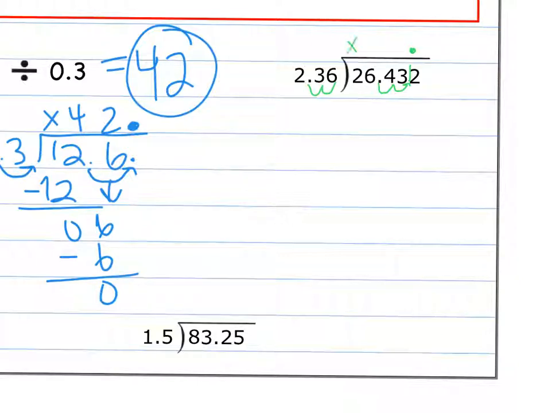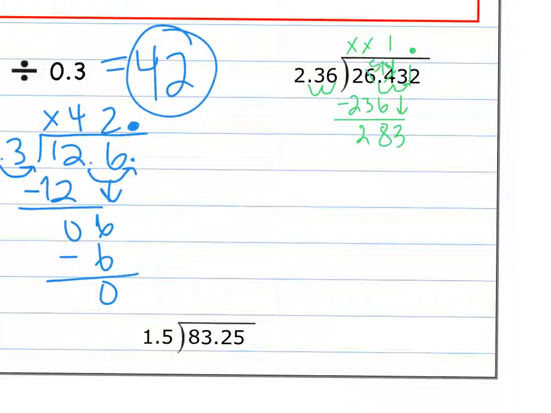236 can't go into 2, can't go into 26, but it goes into 264 one time. So we multiply. 236 times 1 is 236. We have to subtract. I can't take 6 away from 4, so I have to regroup. 5, so this becomes 14. 14 minus 6 is 8. 5 minus 3 is 2. Drop down the 3.